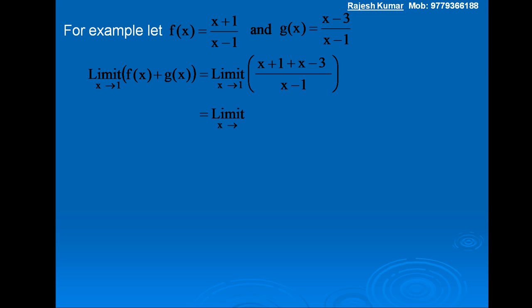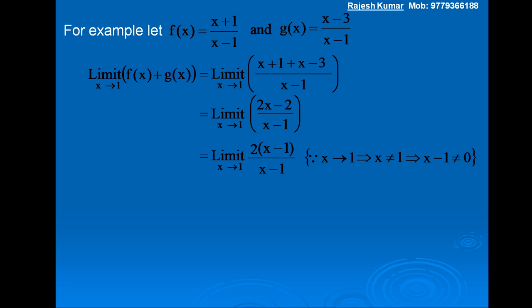This becomes equal to limit x approaching 1, solving the numerator, in the denominator x minus 1, in the numerator x plus x becomes 2x, and plus 1 and minus 3 becomes minus 2. So this becomes equal to limit x approaching 1 of denominator x minus 1, in the numerator take 2 common, within the bracket we get x minus 1. Now because x is approaching 1, it implies x is not equal to 1, or x minus 1 is not equal to 0. So we can cancel x minus 1. So what is left? Limit x approaching 1 of 2, which is equal to 2.